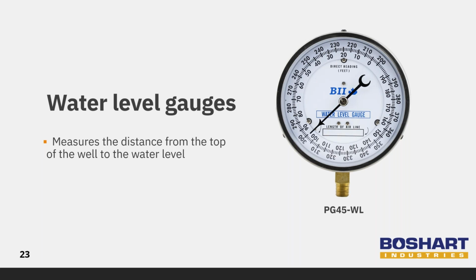Water level gauges measure the distance from the top of the well to the water level. The gauge needs to be attached to an air compressor with an air line. The air line is fed down to the bottom of the well. The air compressor adds pressure to the airline until it pushes the water out of the airline. The gauge will read the distance of water that was pushed out of the airline. This is called the head of water.